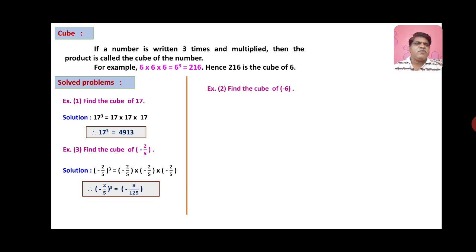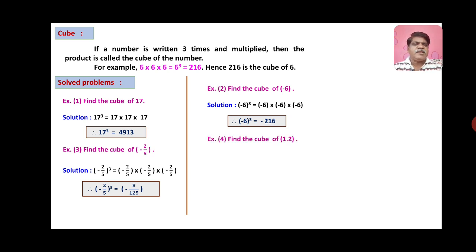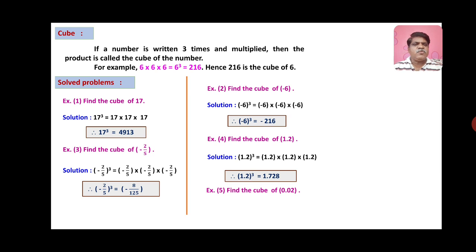So friends, find the cube of minus 6. Here again minus 6 raised to 3 can be written as minus 6 into minus 6 into minus 6. Therefore minus 6 raised to 3 is minus 216. Let us take a decimal example. Find the cube of 1.2. 1.2 is a decimal number. So 1.2 raised to 3 can be written as 1.2 into 1.2 into 1.2. So the product, 1.2 raised to cube, is 1.728.